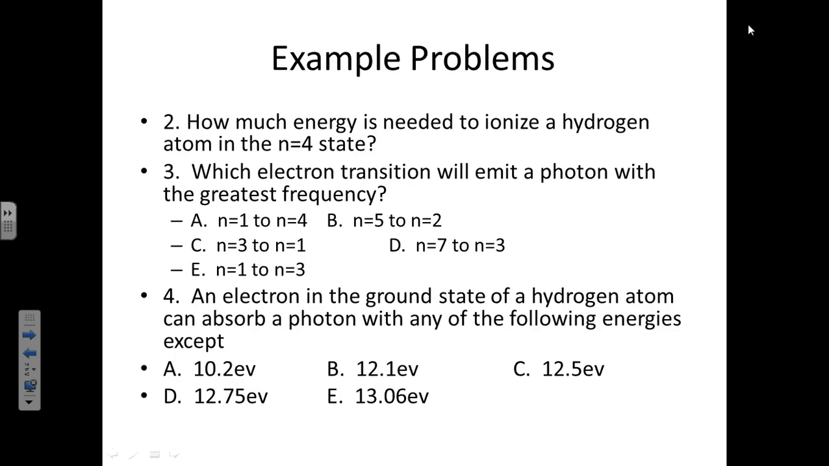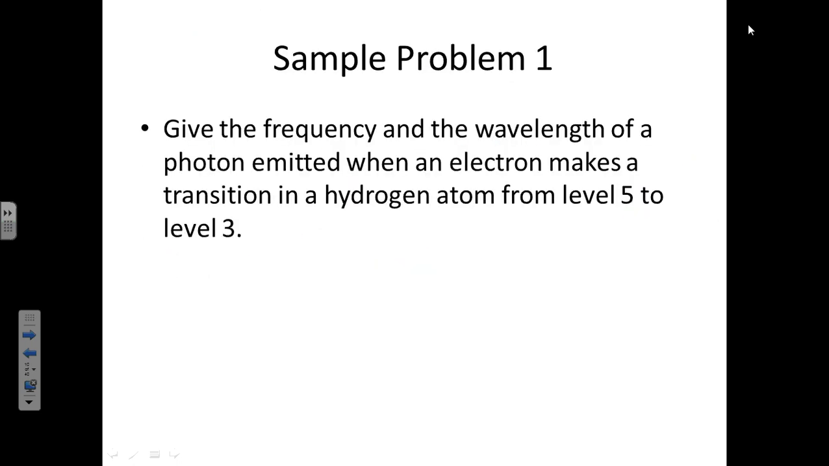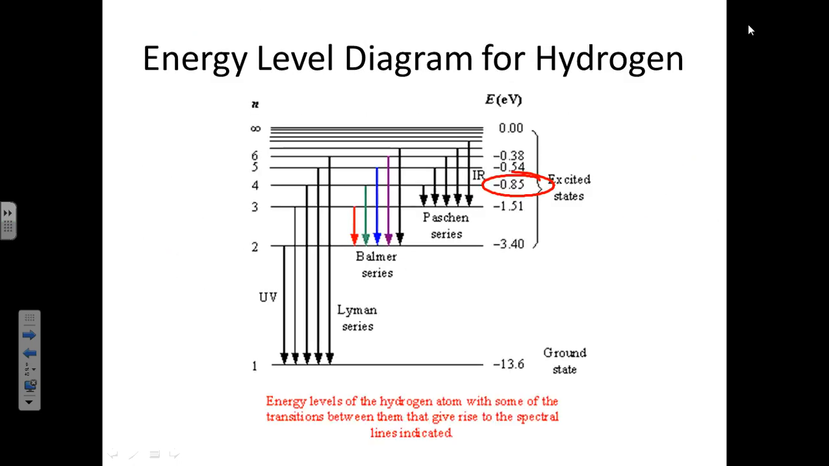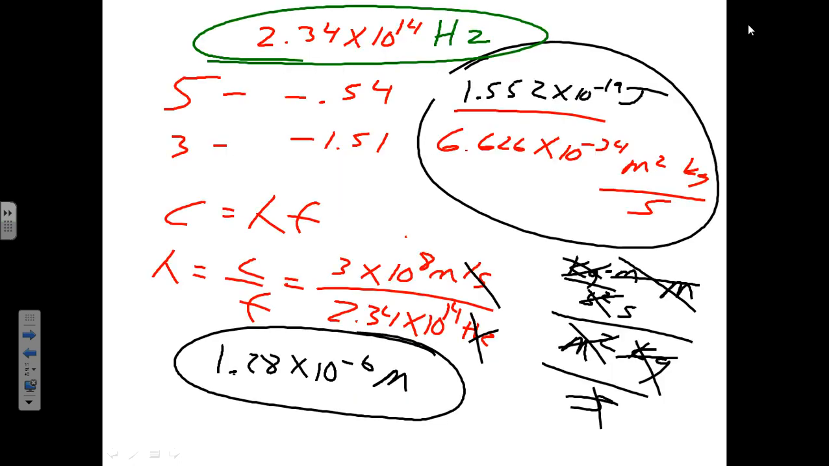All right, 4. An electron in the ground state of a hydrogen atom can absorb a photon with any of the following energies except. It's E. Remember, the way you calculate that is you just subtract these from each other, right? And you figure out the differences. So the difference between this one and this one, the difference between this one and this one, and so on. And you find the one that doesn't match. And in that case, I think it was probably.